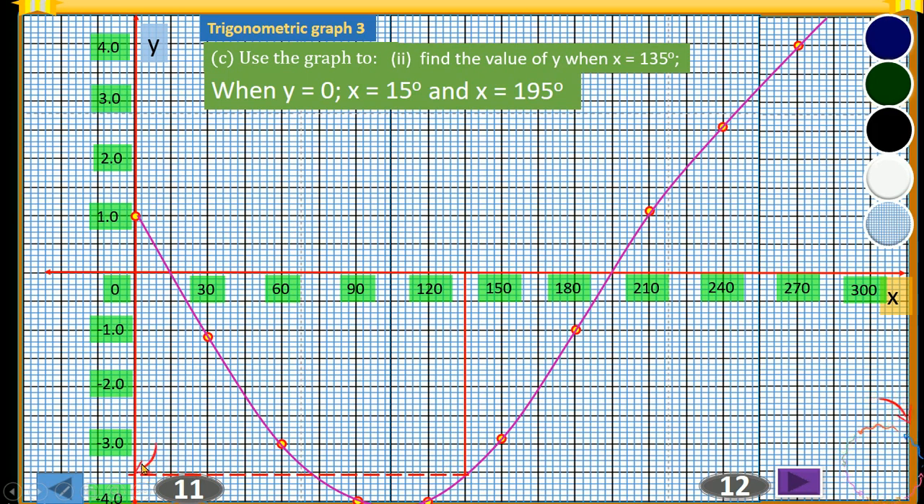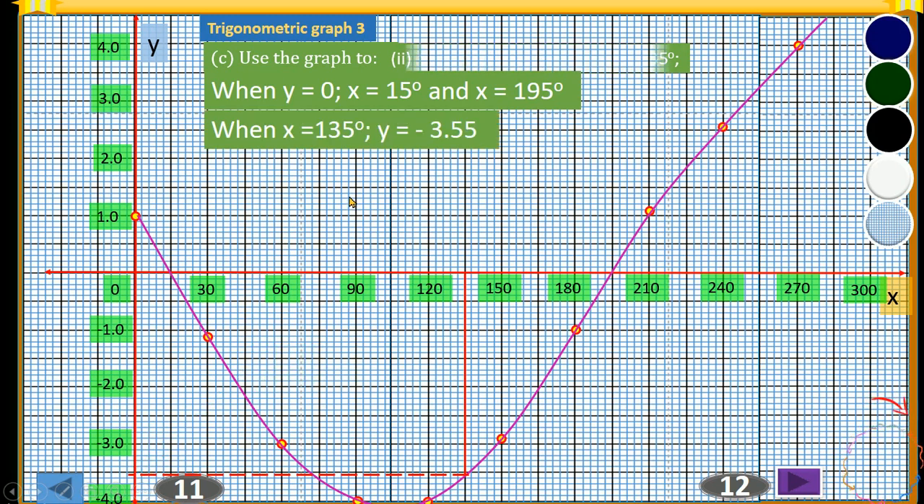Now we're going to find the value of y at that point. The value of y at that point will give us minus 3.55. This is 3.5. This is 3.6. Halfway between 3.5 and 3.6 will be 3.55. So therefore, when x is equal to 135 degrees, then y is equal to minus 3.55.